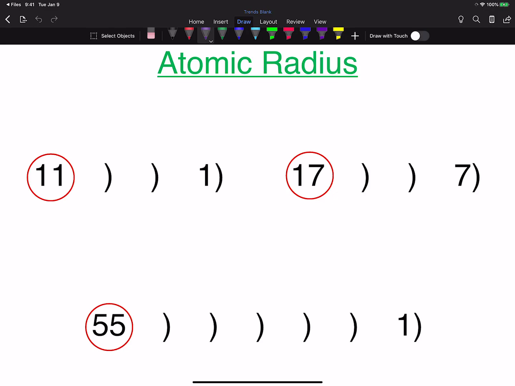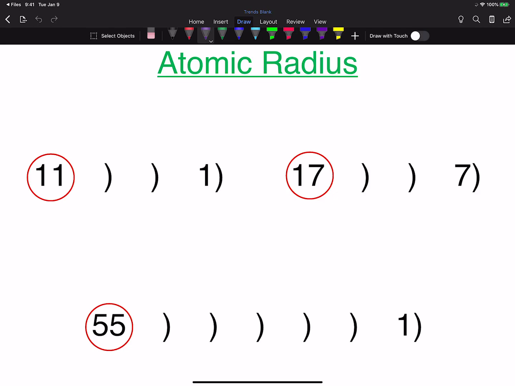This video is about the factors that influence the various patterns that we find in the periodic trends. So for example, why do atoms get larger as you move down the periodic table? Why does electronegativity increase as you move across the table?